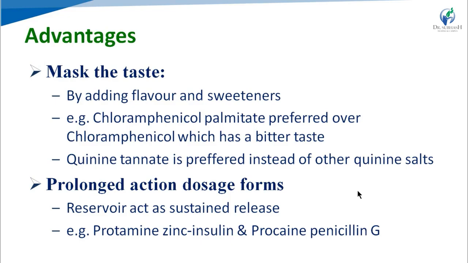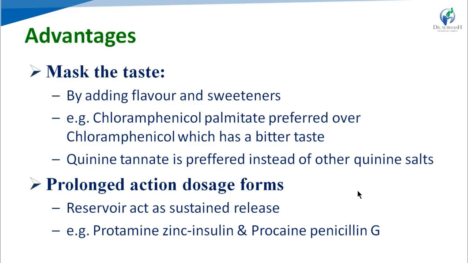So in such a condition, masking of the taste is always required, and if we convert the product into a suspension, then it is possible. For example, chloramphenicol palmitate is preferred over chloramphenicol, which has a bitter taste. Chloramphenicol has a bitter taste. So if we convert it into chloramphenicol palmitate and make a suspension, then the taste will be masked.